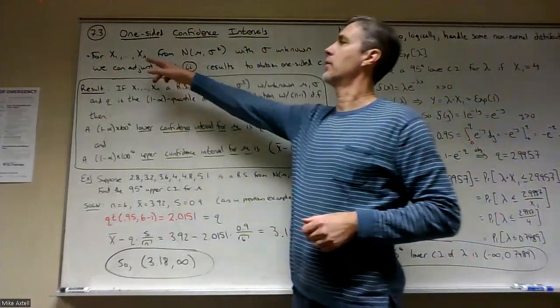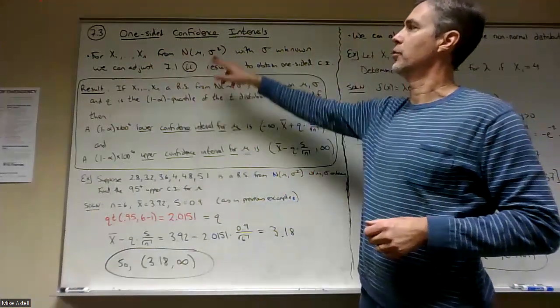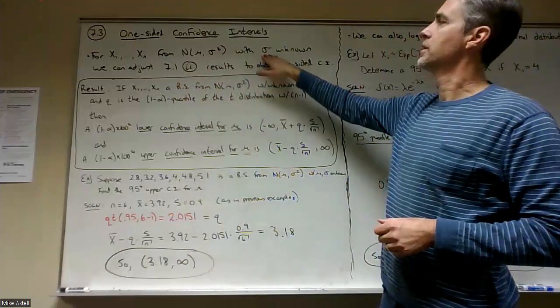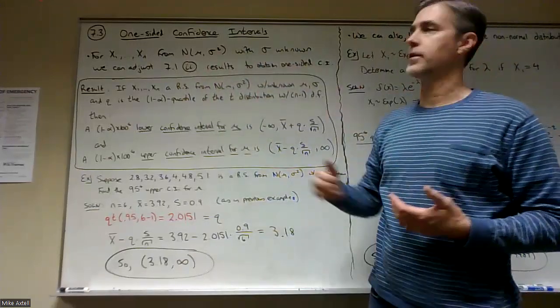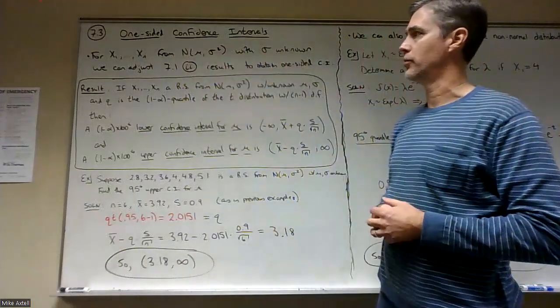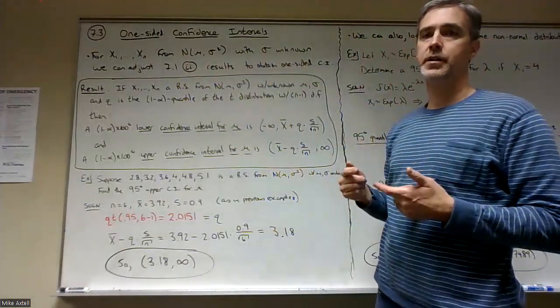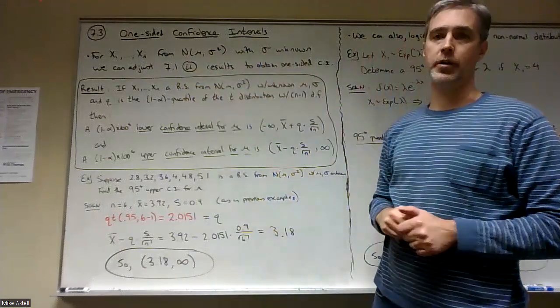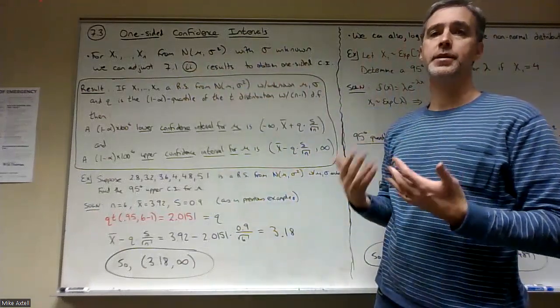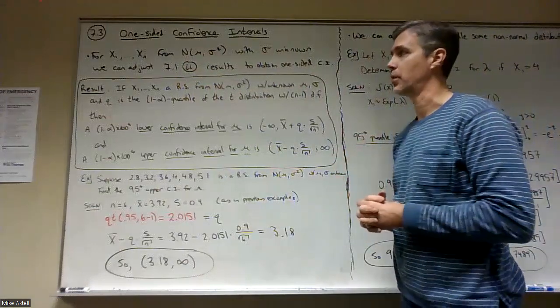So let's take a random sample x1 through xn from a normal distribution where sigma is unknown. And we're going to try and find a one-sided confidence interval for the population mean mu, okay? So this is scenario 2 from section 7.1 with the sigma unknown, right? And we're just going to adapt that result, okay?